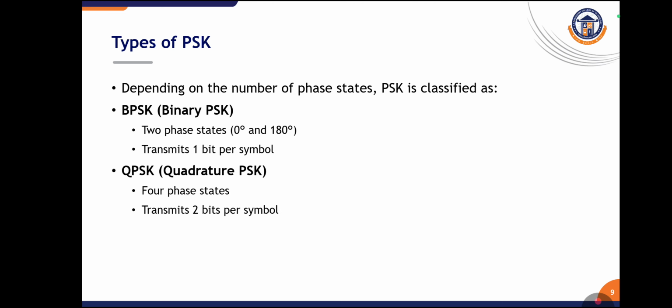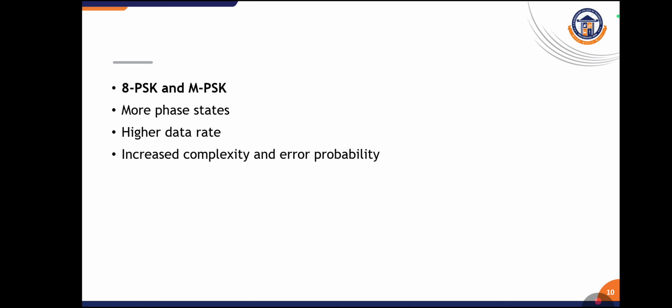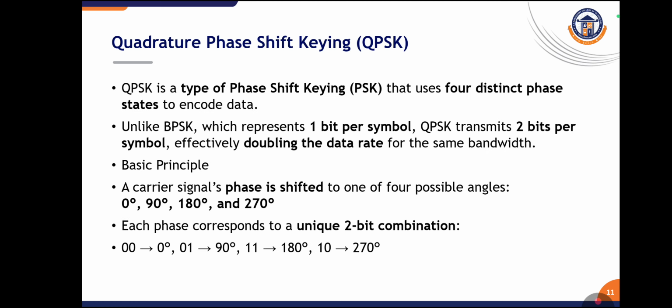What are the types of PSK? Depending on the number of phase states, PSK is classified as binary PSK and quadrature PSK. In binary PSK, there are two phase states, 0 degree and 180 degree, which transmit 1 bit per symbol. In quadrature PSK, 4 phase states are used and 2 bits are transmitted per symbol. And 8 PSK and M-ary PSK mean more phase states, higher data rate, increased complexity and error probability.